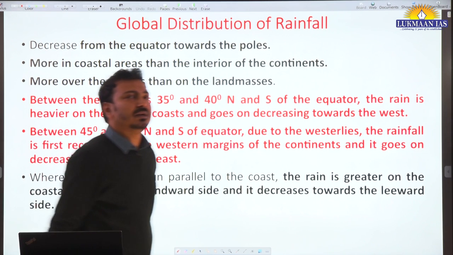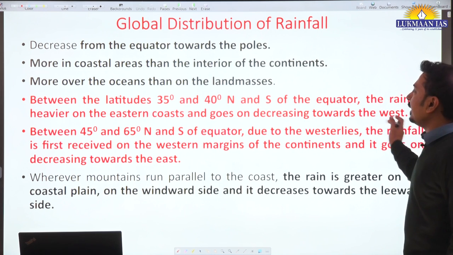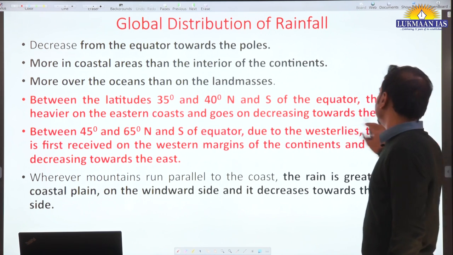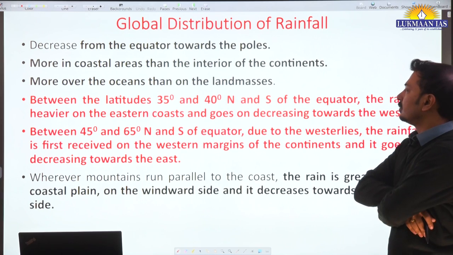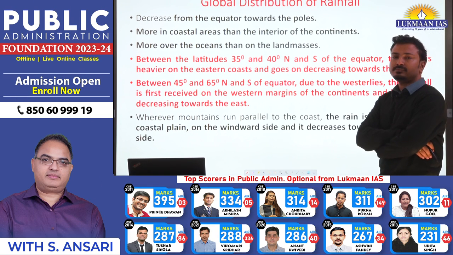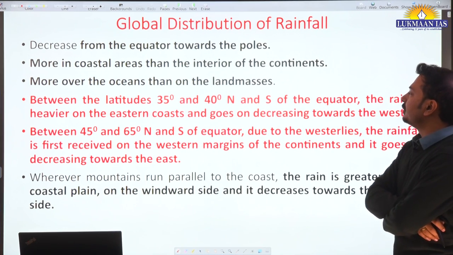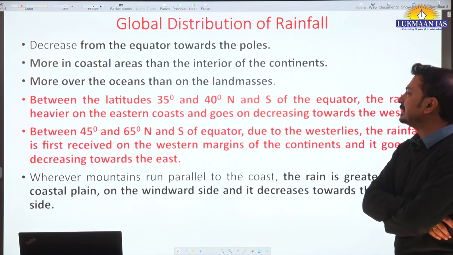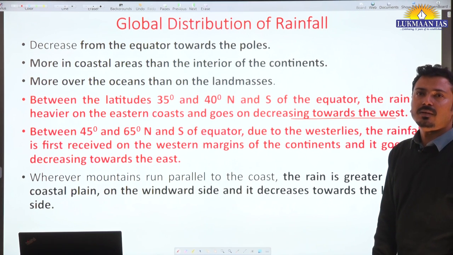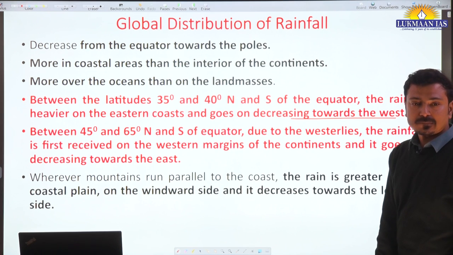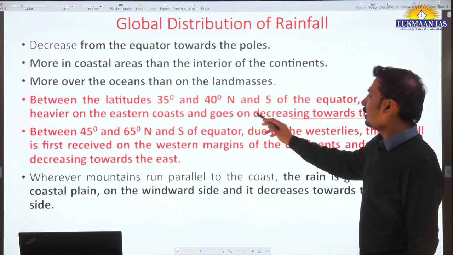Now the next thing we should understand is that between latitudes of 30 to 40 north and south of the equator, the rain is heavier on the eastern coast and goes on decreasing towards the west. What is the reason? Assertion and reason type of question. Why is this happening? Which wind direction? What kind of winds do we have here? And on the eastern coast only.